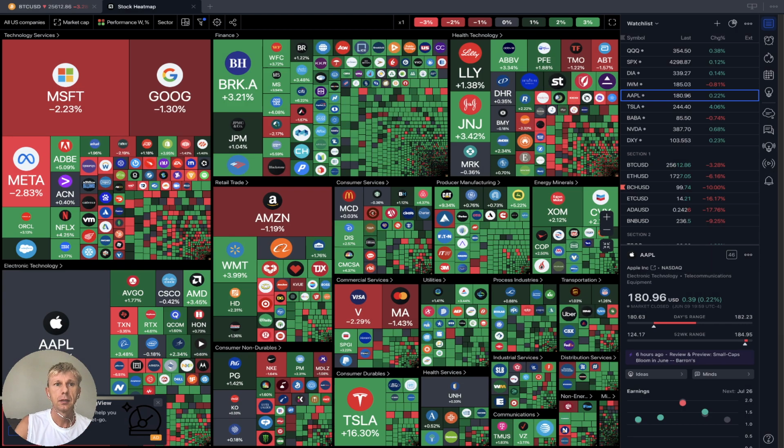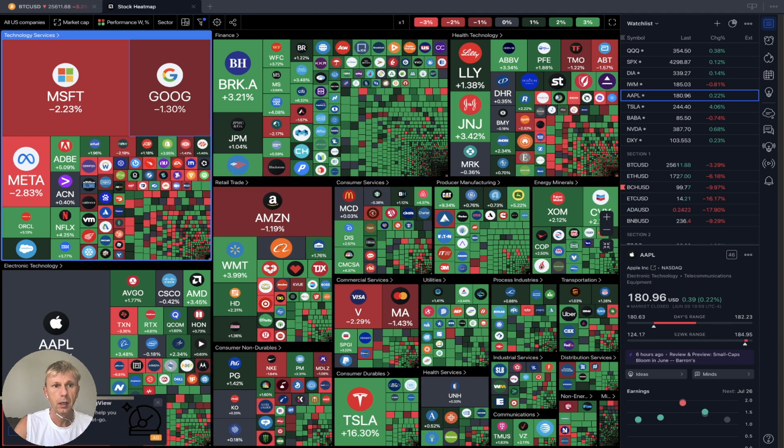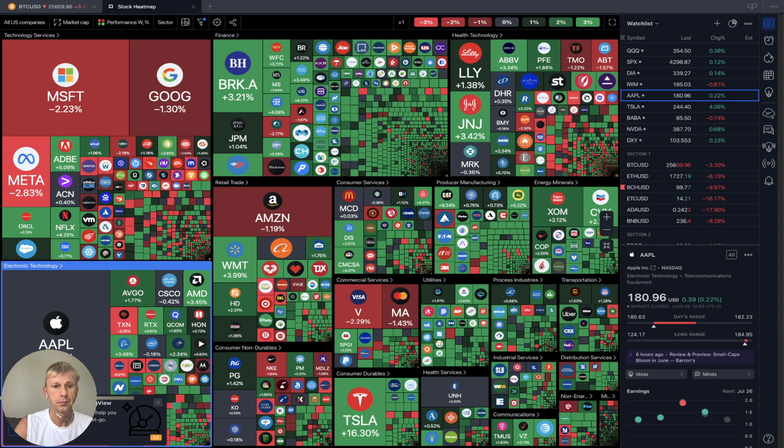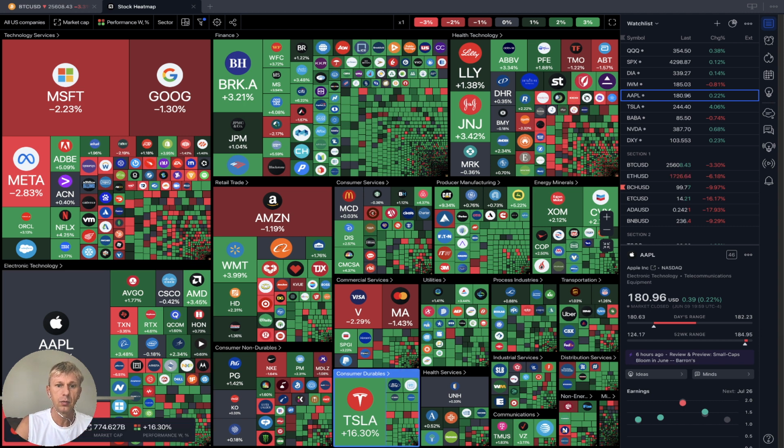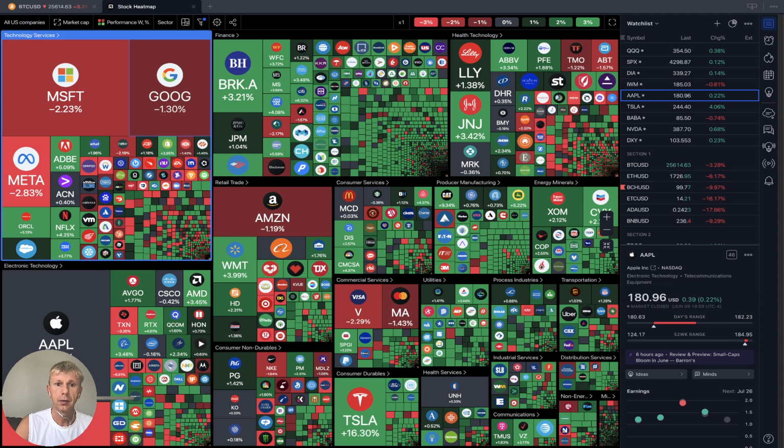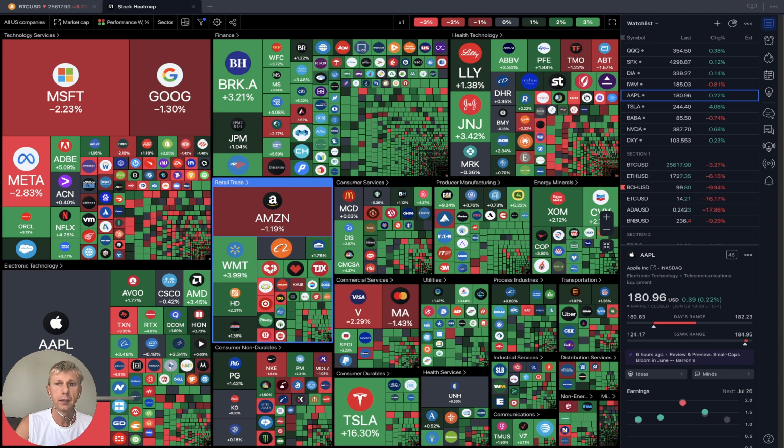Let's start from the stock market heat map on weekly performance. It's the weekly performance of all USA companies based on market cap. Looks like a lot of green, all green except the huge, large mega stocks like Amazon, Google, Microsoft, Meta, even Nvidia, Apple. Looks like high tech, except Tesla. Tesla is so bullish, plus 16%. High tech on weekly performance is kind of weak.